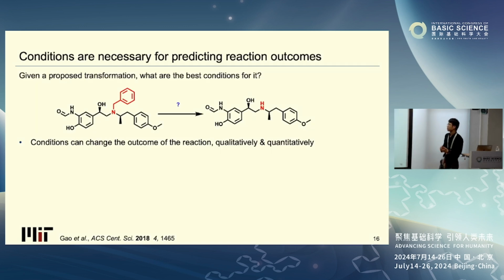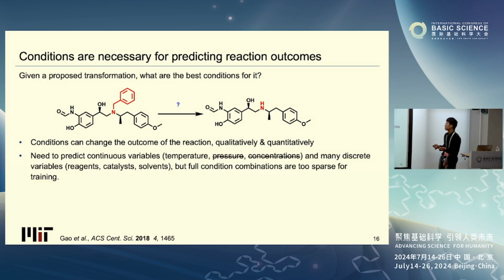For the reaction conditions, we know what transformations we want, but we need to propose what kind of solvents and catalysts we can use for these reactions. So in this case, we looked at solvents, catalysts, and reagents, as well as some continuous variables like temperature that can affect the outcomes of this reaction.